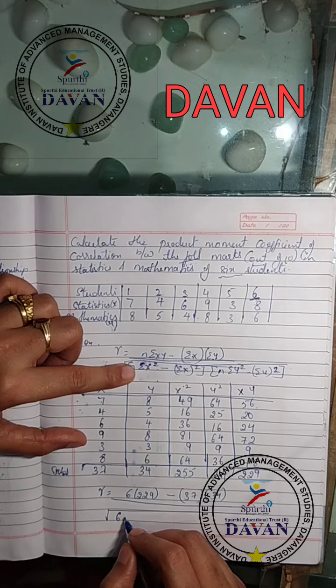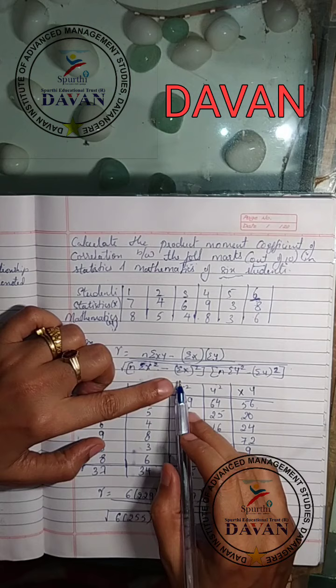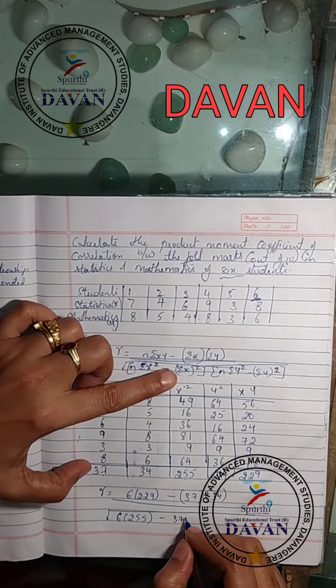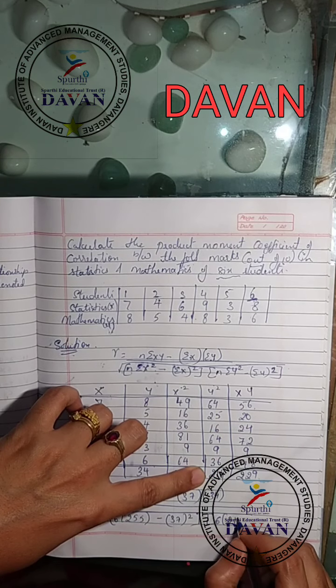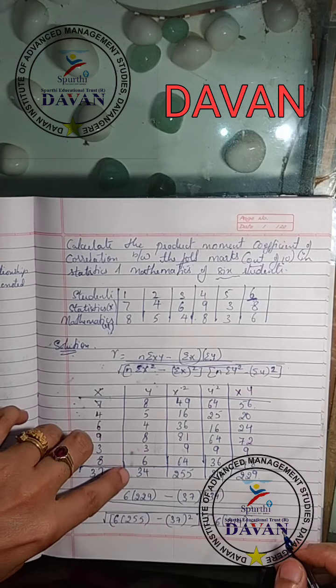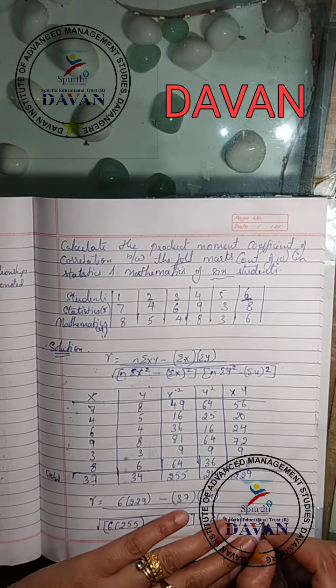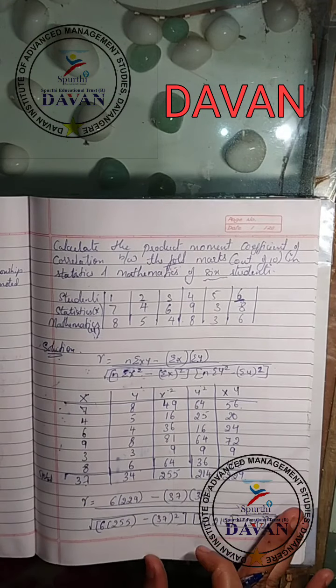It is 6 into 255 minus summation x the whole square. What is summation x? It is 37. So the whole square, we have to put a square. This into n is 6 into summation y square is 214 minus summation y the whole square. Summation y is 34, the whole square. This you are supposed to simplify. So I'll simplify in the next page.